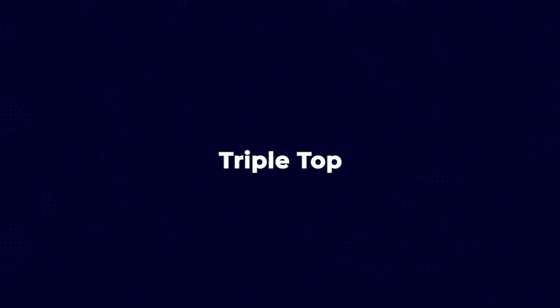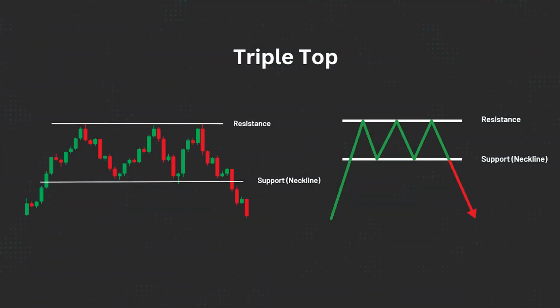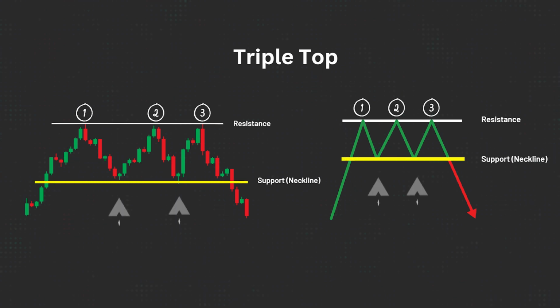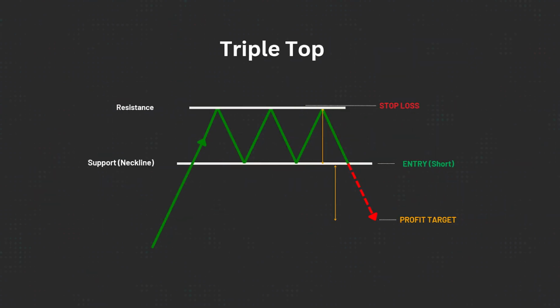Triple top is a bearish reversal pattern similar to the double top but with an extra peak. It forms when the price tests the same resistance level 3 times but fails to break through, indicating that buyers are losing strength. The pattern is confirmed when the price breaks below the neckline, which is formed by the lows between the 3 peaks. The optimal trade for this pattern is going short when the price breaks and closes below the neckline.